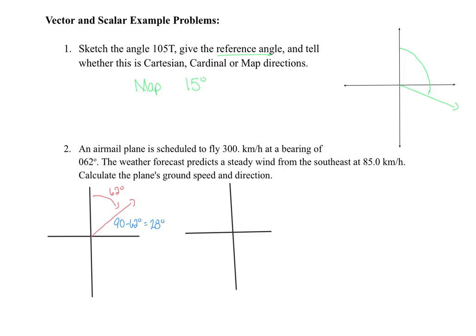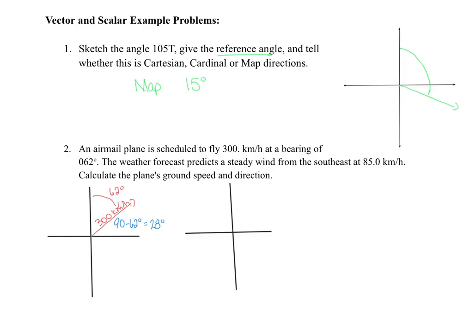Remember, I'm going to break these down into different components. So I'm going to break them down into an x component and a y component. I'm going to do that using the magnitude of that guy. In this case, the magnitude of this is 300 kilometers per hour.